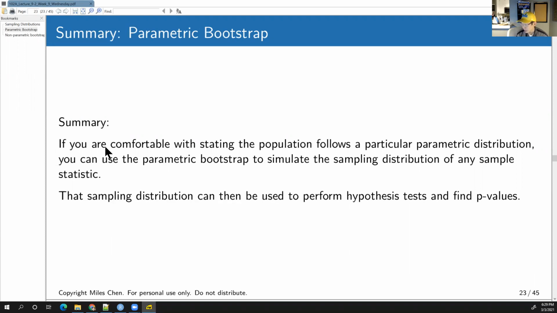All right, so in summary, if you're comfortable stating that the population follows a certain parametric distribution, you can use parametric bootstrap to simulate the sampling distribution of any sample statistic. Whether it's the highest, 10th highest, or some other number you can think of, you can do that. And once you have your sampling distribution, you can use it to perform inference, to calculate p-values and the like.